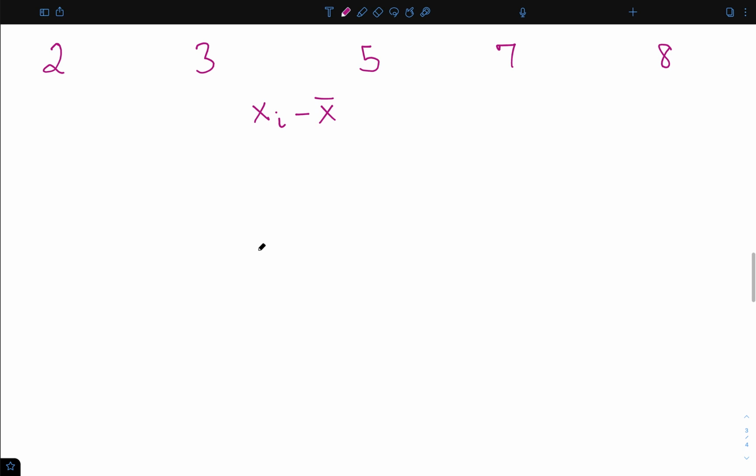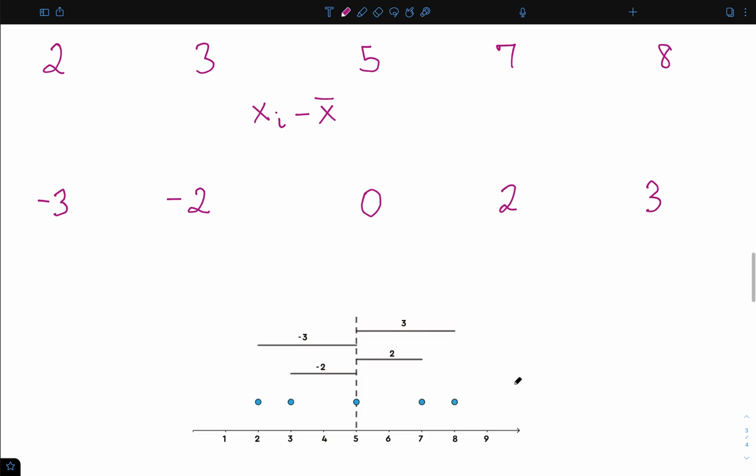Let's consider our data set number 2. Once again, we want to subtract the mean, which is 5. 2 minus 5 is negative 3. 3 minus 5 is negative 2. 5 minus 5 is 0. 7 minus 5 is 2. And 8 minus 5 is 3. We can also build a dot plot and show the deviations here, just like we did for the other problem. And we can once again see that these deviations, the average of negative 3, negative 2, 0, 2, and 3, is 0.